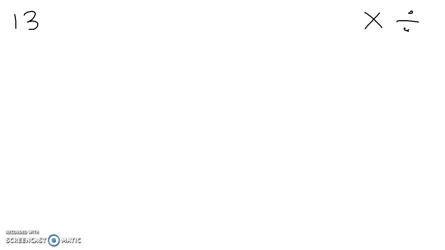Number 13 is asking us to find each product or quotient. So each answer to any multiplication problems or division problems that they throw at us. Part A is going to be 15 times, yes, that little dot means multiplication. So it's 15 times a negative 8.